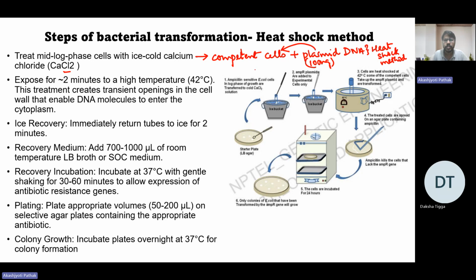This microcentrifuge tube is then taken in a water bath, which is set at 42 degrees Celsius, and around 90 seconds or 1.5 minutes, this heat shock is given. What happens when this heat shock is given? This treatment creates transient openings in the cell wall that enable DNA molecules to enter the cytoplasm. Now, after this heat shock for 90 seconds, the bacteria is immediately placed in the ice bucket for 2 minutes, or you can keep it for 15 to 20 minutes.